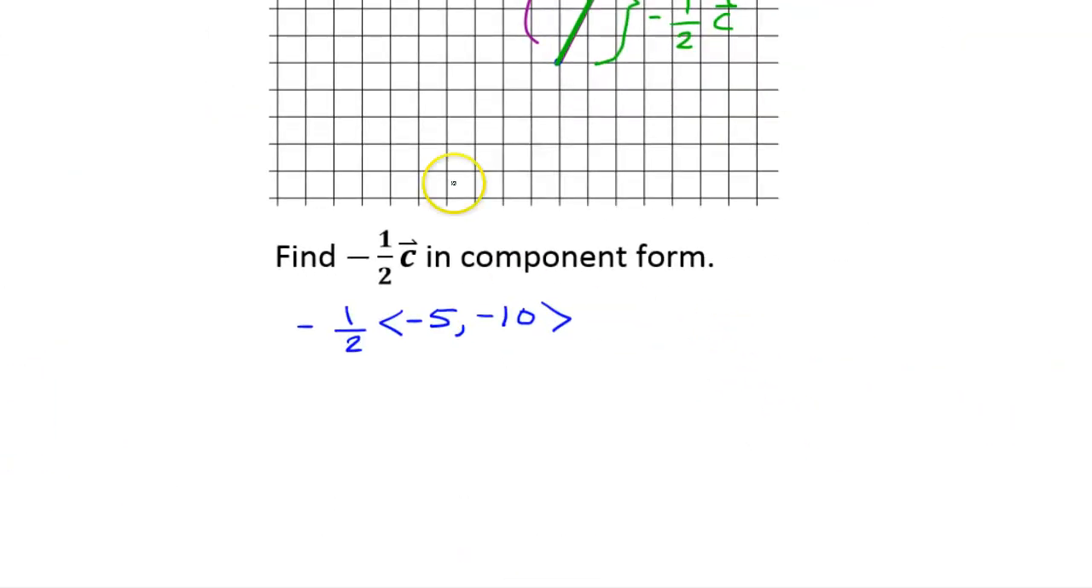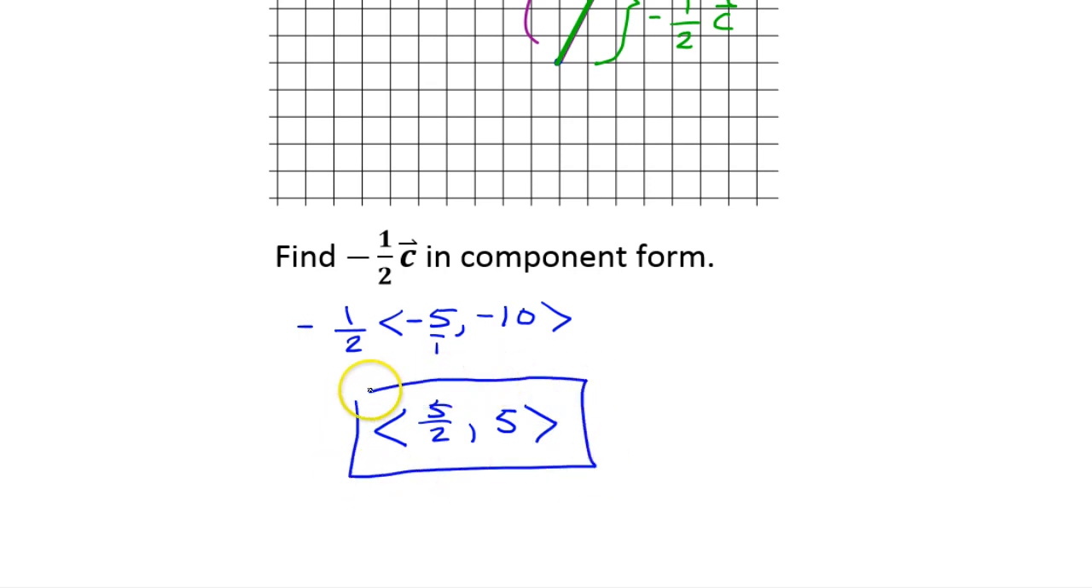Okay, now in component form, I'm just doing the distributive property. Negative times a negative is a positive, so that's just going to be +5/2. Right? You can think of this as 5/1, and I'm just multiplying straight across. Negative times negative is a positive. Half of 10 is 5, so I will have +5. So this would be my answer in component form.